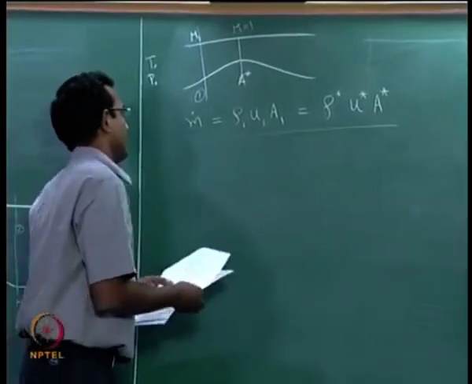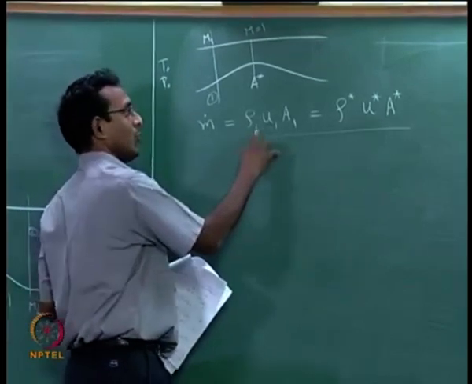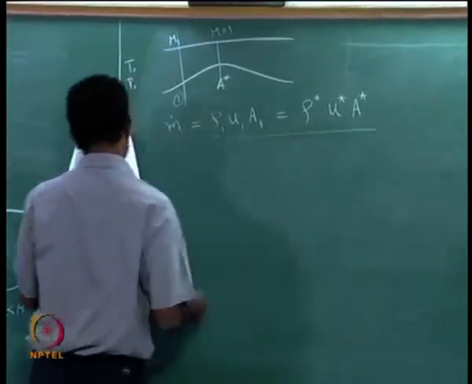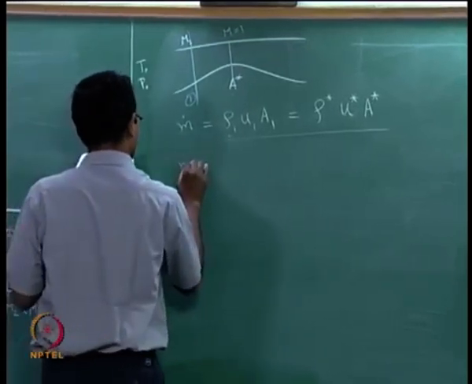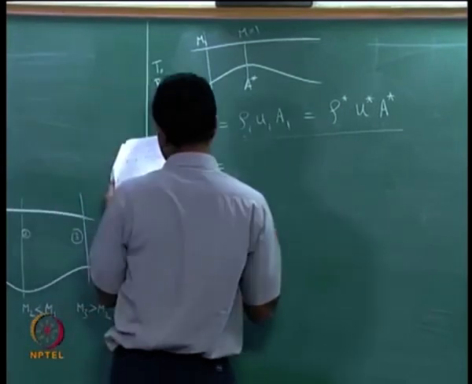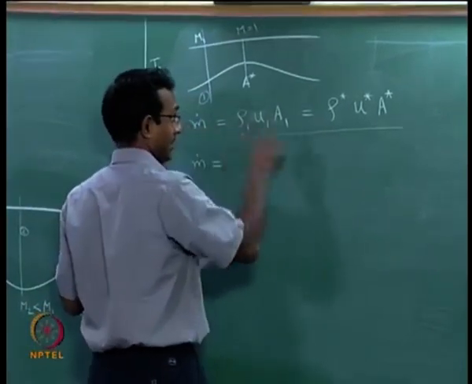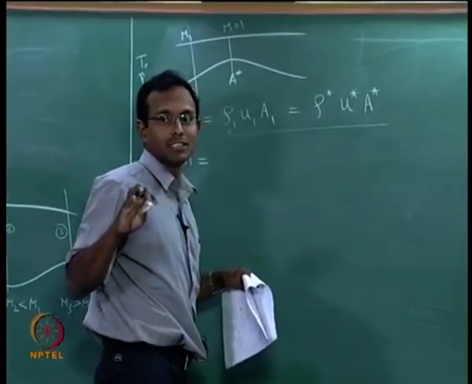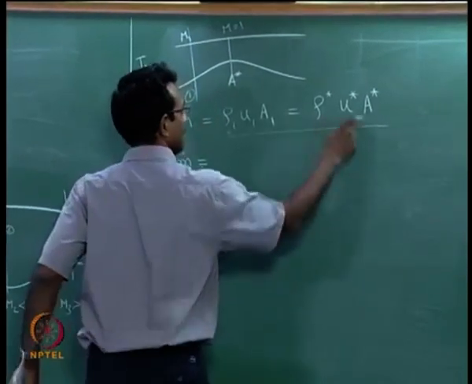Not very difficult to do. I will not use this rho 1 u 1 A 1, it is more difficult. I will use this. Okay. m dot is going to be equal to, I will write everything only in terms of P naught and T naught, the stagnation conditions. Okay.